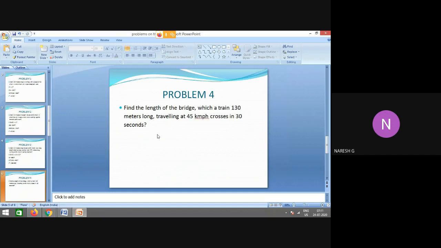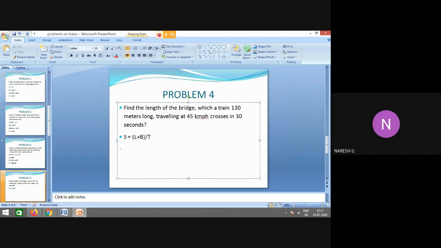Find the length of the bridge which a train 130 meters long, traveling at 45 km per hour, crosses in 30 seconds. So when a train crosses a bridge, a platform, or a tunnel, we have to use the formula S equal to (L plus B) divided by T. S is the train speed, L is the train length, and B is the platform length or bridge length.